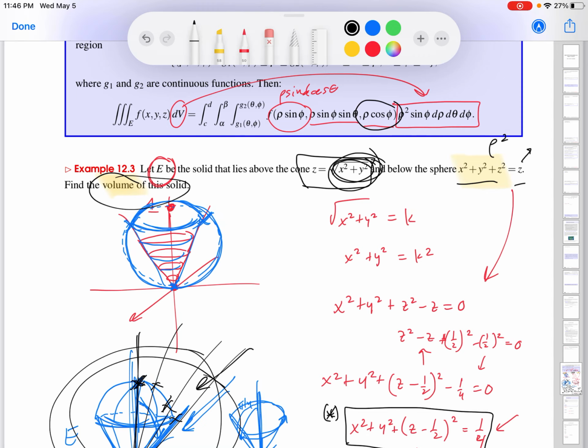So that was the last tip. Try to look for sums of squares of x, y, and z, or just z alone, or just obviously x or y alone, and that will make your life easier in terms of conversions.